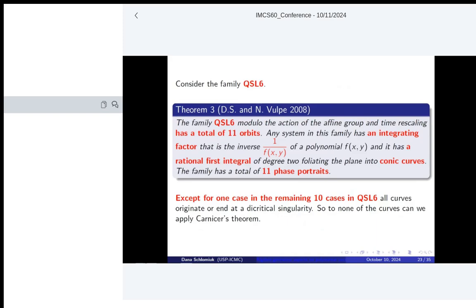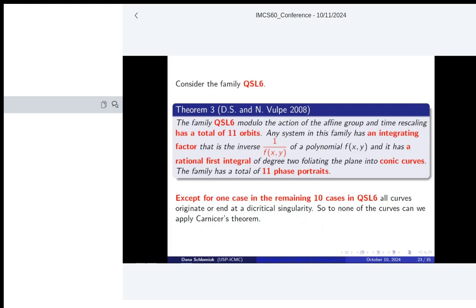Any system in this family has an integrating factor of a special form, namely it is the inverse of a polynomial f of x, y. And we have a rational first integral, foliating the plane into conic curves. This family has a total of 11 phase portraits.